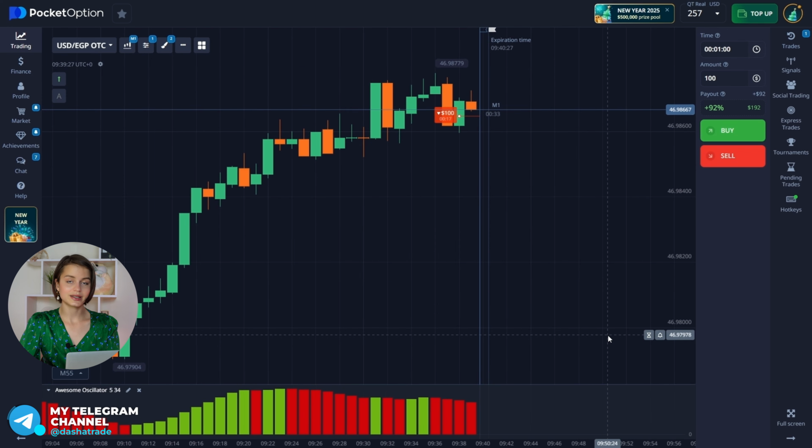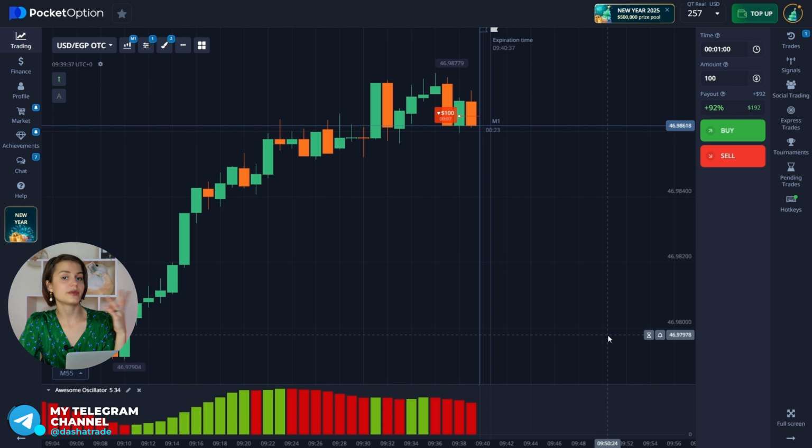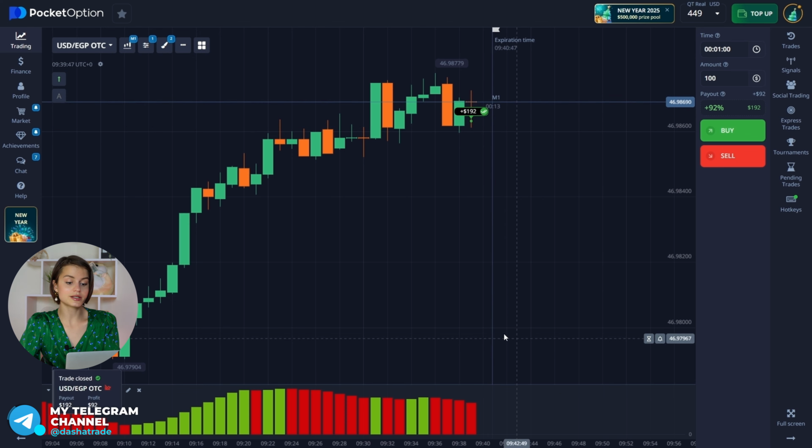And finally, let's talk about the order of steps to enter a deal. First, you find the divergence on the indicator and on the chart. Secondly, you should find at least two confirmation factors, and then you can safely open a deal. So the deal is closed in a profit.